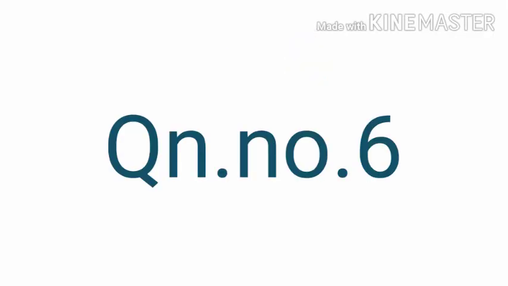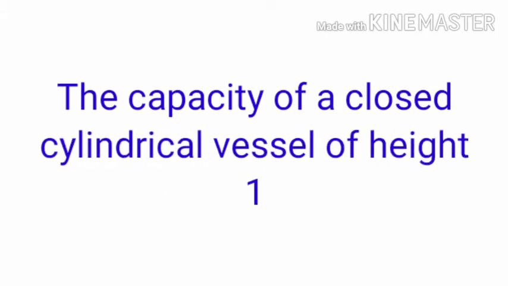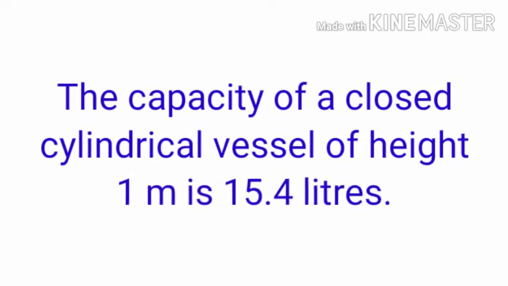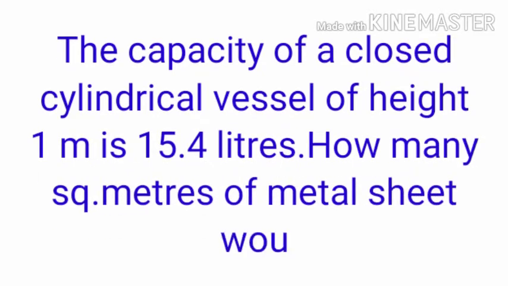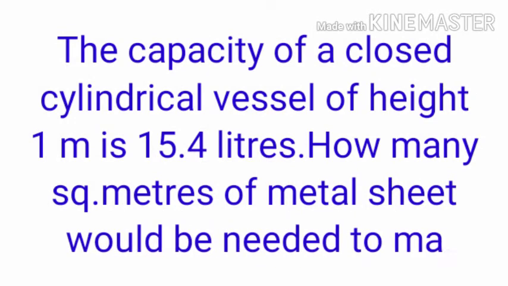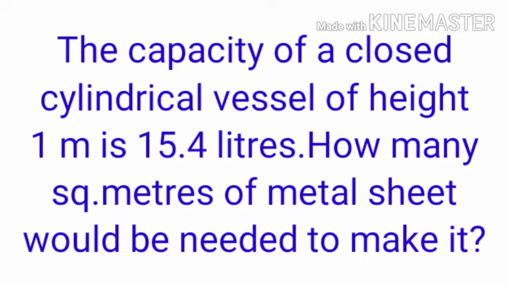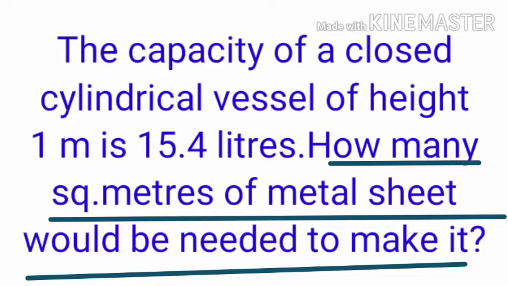Now exercise 13.6, question number 6. The capacity of a closed cylindrical vessel of height 1 meter is 15.4 liters. How many square meters of metal sheet would be needed to make it? Capacity is given as 15.4 liters. Height is given in meter, that is 1 meter. Then here we have to find how many square meters of metal sheet would be needed to make it.